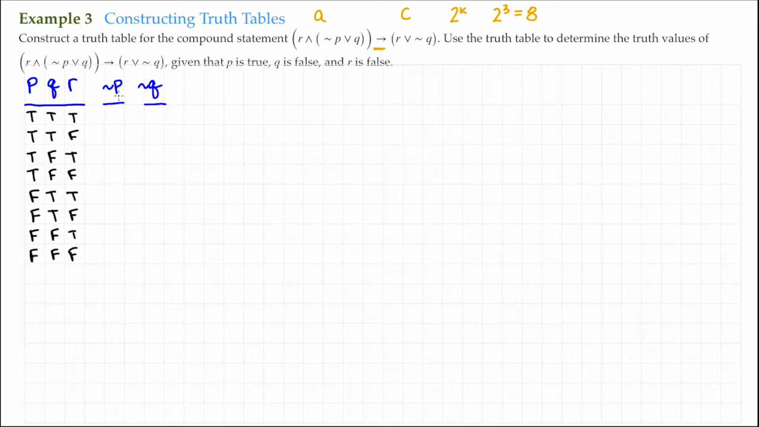And of course, the negation turns a true statement into a false statement, and a false statement into a true statement. So the first half are going to be false, and then the second half are going to be true. Same idea for not Q. We change a true statement into a false statement, and a false statement into a true statement.